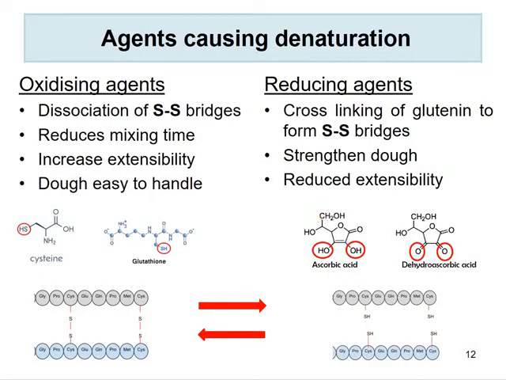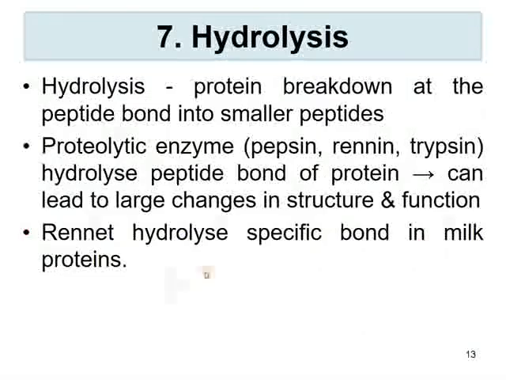So we are actually done with agents causing denaturation. Lastly, we talk about hydrolysis. Hydrolysis is actually the opposite of condensation. Remember when we said amino acids are joined together to form a peptide bond, and we said that process can either be called condensation or polymerization. The opposite of that is hydrolysis. Remember there, water was released as an end product. In hydrolysis, water is added into the protein and then the protein breaks down.